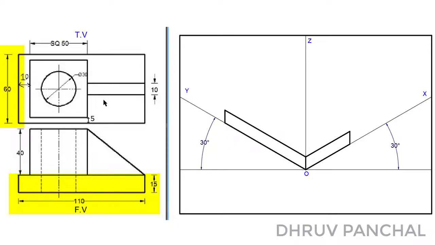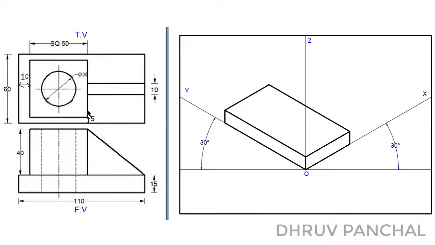As we know, the width of the rectangular base is 60 mm. So with the help of a roller scale, from this point, draw a line parallel to line OX of 60 mm. Draw a line parallel to line OY of 110 mm as shown.